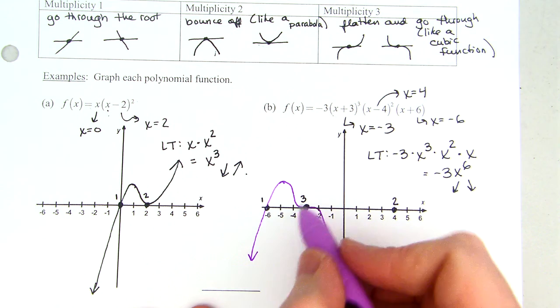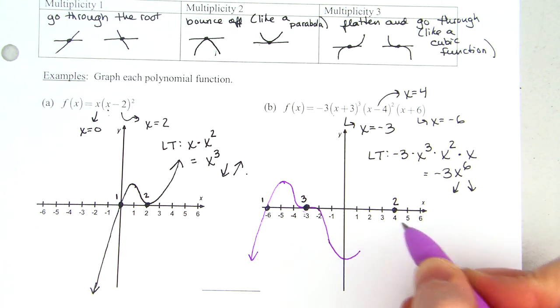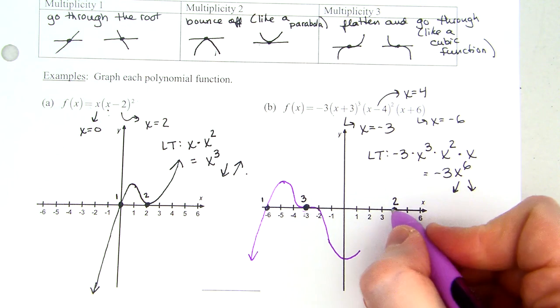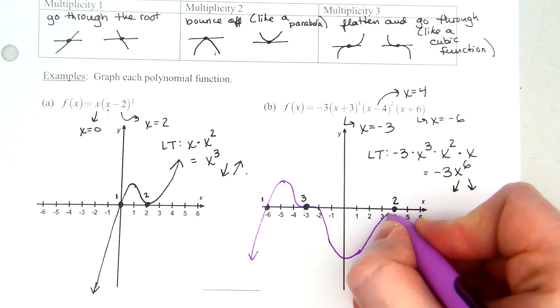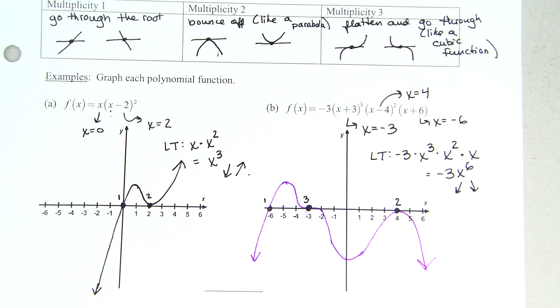And this is probably the trickiest shape to get, and I really need the flattening to happen right on the x-axis. Then, what are we going to do at x equals 4? Go straight through like a line, bounce off it like a parabola, or flatten and go through like a cubic function? Because the multiplicity is 2, I need to bounce off it like a parabola, so it's going to look something like that. We're going to do a little bit more practice with these graphs in another video, but I want to stop here for now. This is all that we need in our notes for section 5.4.